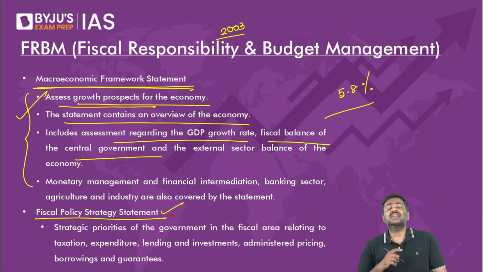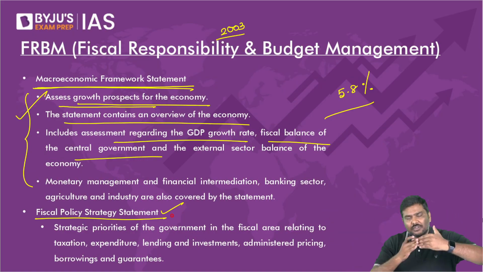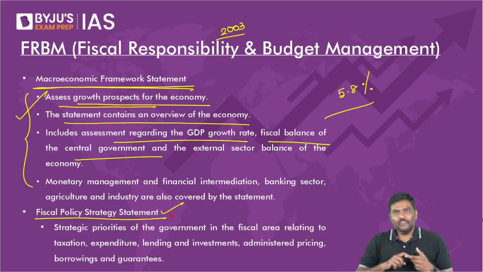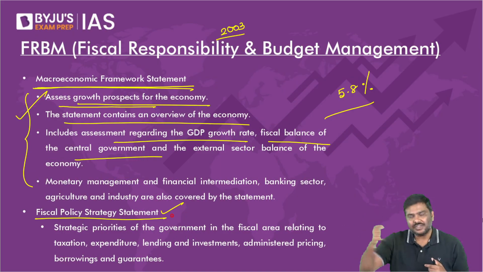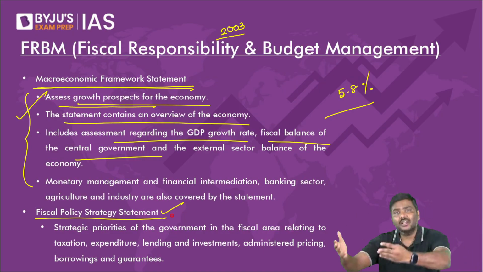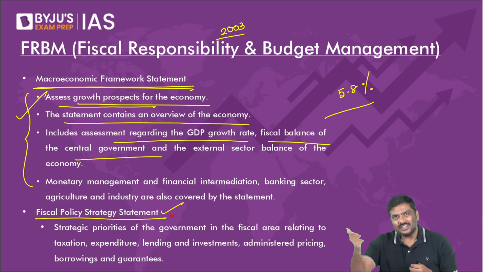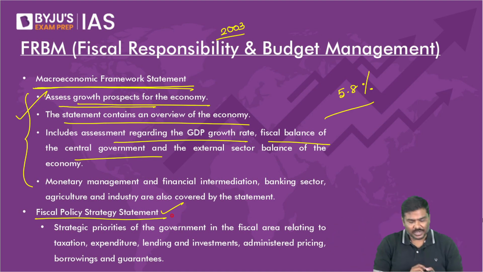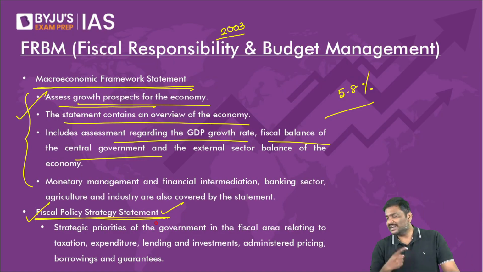And the third type, fiscal policy strategy statement. So in the next 1 year, you're going to implement the budget, but what is your strategy? Right? Which area will you be focusing more on? Will you be focusing more on promotion of industries? Will you focus more on promotion of exports from India? Will you focus more on promoting financial inclusion? Will you target the agriculture sector? So what are your focus areas? What are your strategy areas in the next 1 year? That information has to be provided by the government under the fiscal policy strategy statement.